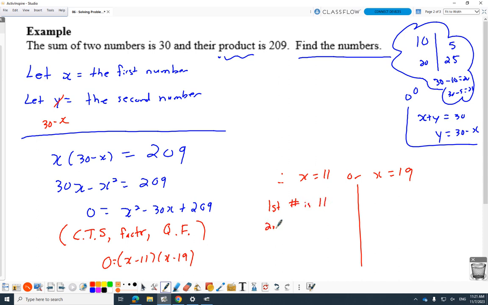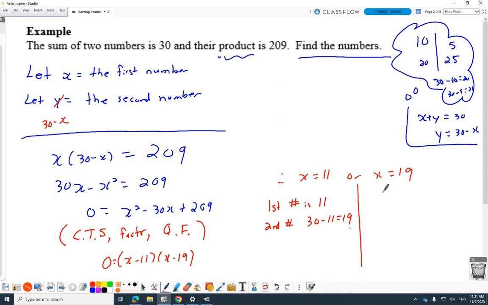Second number, how do we get the second number? It literally tells us in my let statement. See, let statements are powerful. It's 30 minus 11 equals 19, and your brain explodes. Confetti going all over the floor. You're like, oh, there are two different sets of numbers, 11 and 19 and 19 and 11. You're like, those really aren't two different ones this time.